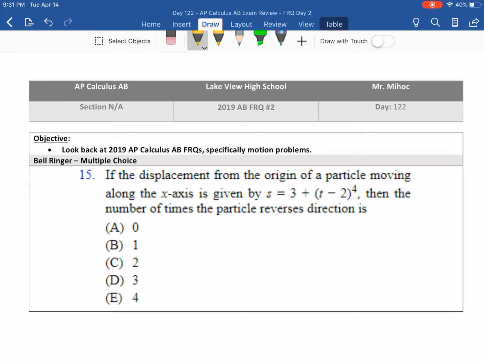Hello, AP Calculus students, to day 2 of our review of free response questions for the AP Calculus AB exam. I'll start off with a little bit of a warm-up, and then we'll get to the free response question itself. So here we have a multiple choice question.